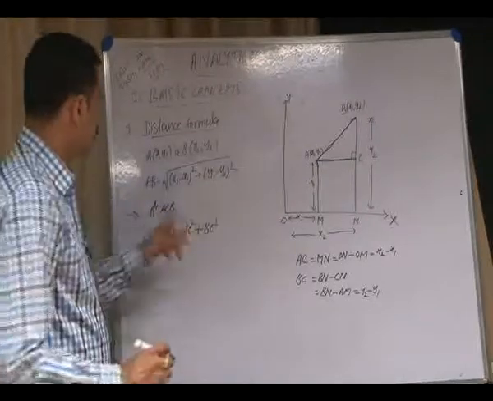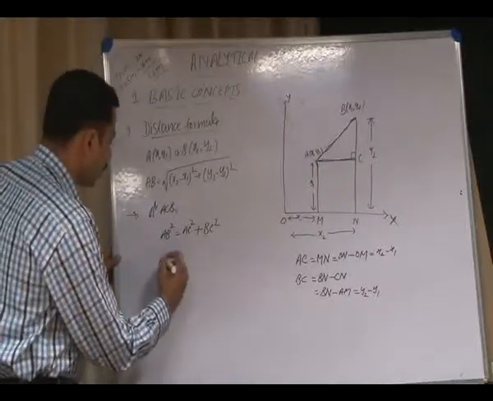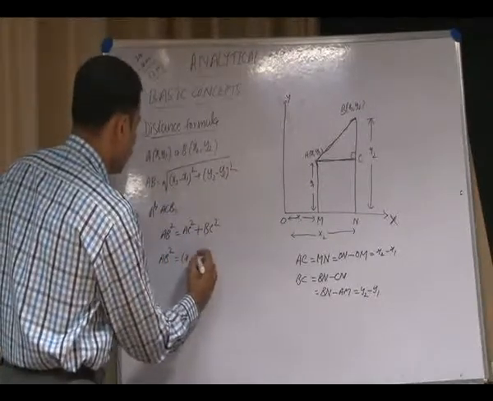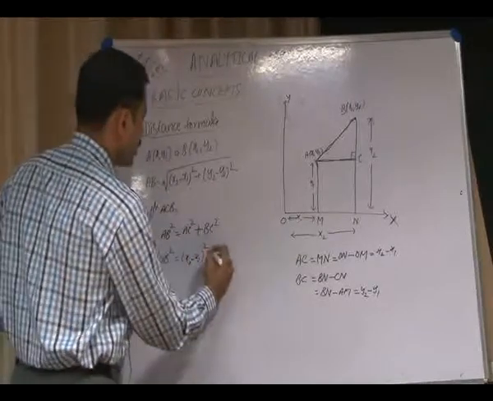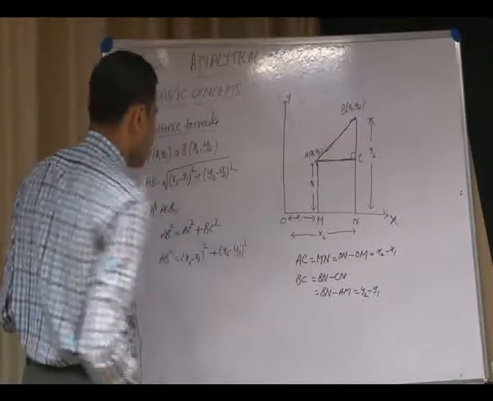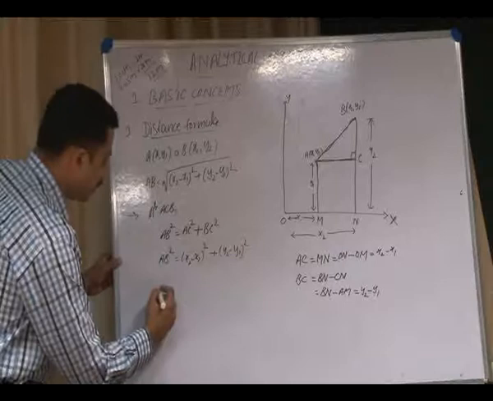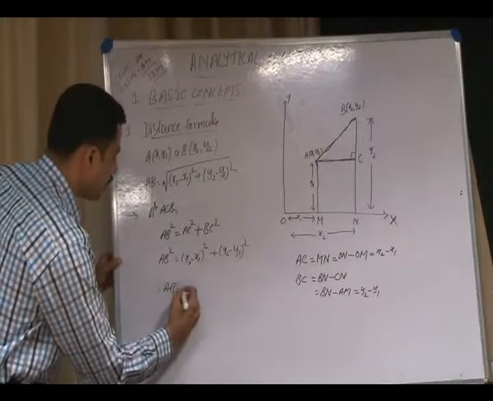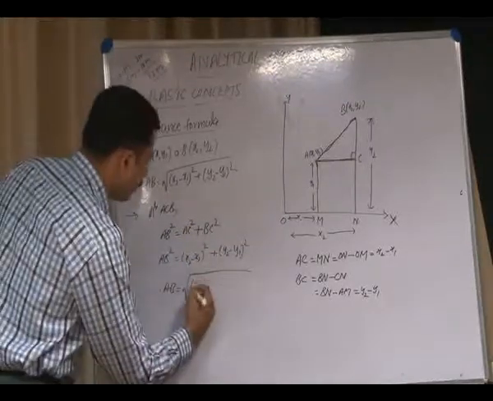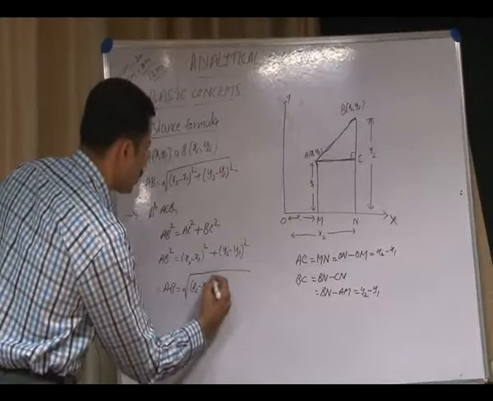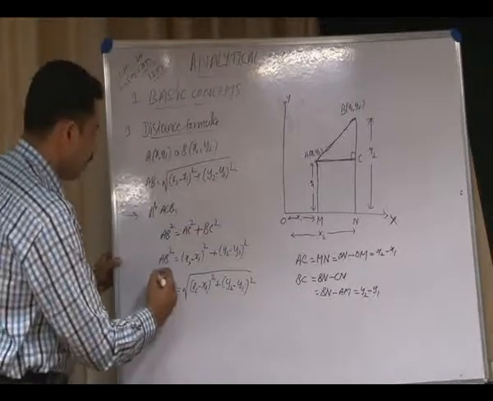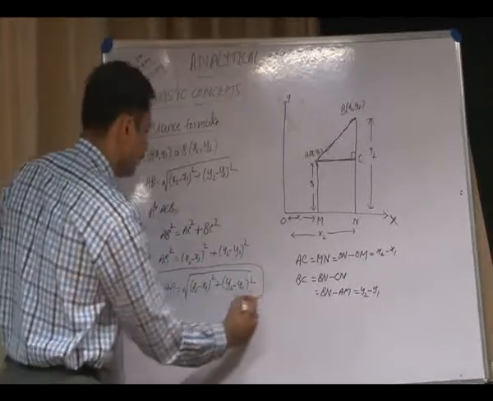So, I will substitute these two in this equation, then we get AB square is equal to AC square, that is x2 minus x1 whole square, plus BC square, that is y2 minus y1 whole square. From this you can write the distance AB, therefore, the distance between these two points AB is equal to square root of, transferring the square to the right hand side, x2 minus x1 whole square plus y2 minus y1 whole square. So, this equation is called distance formula.